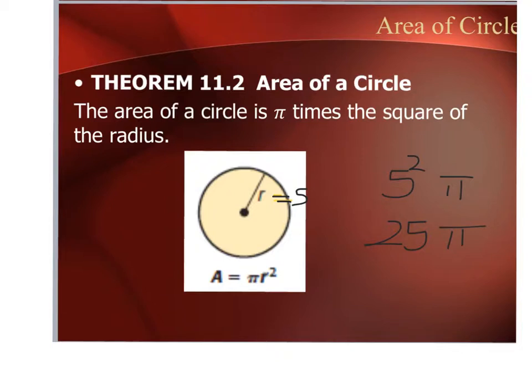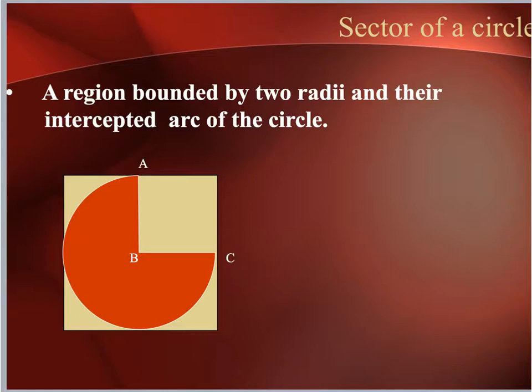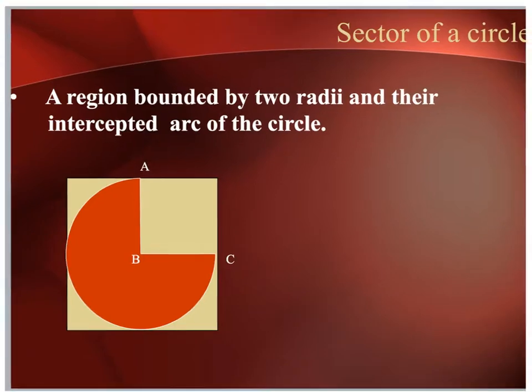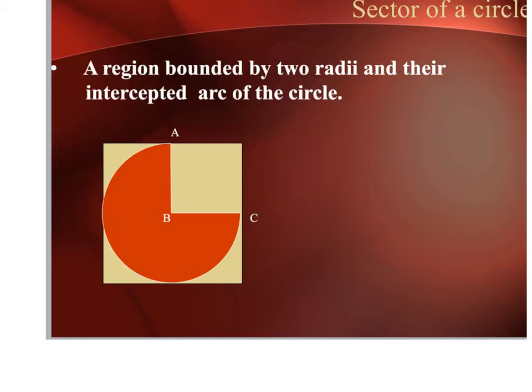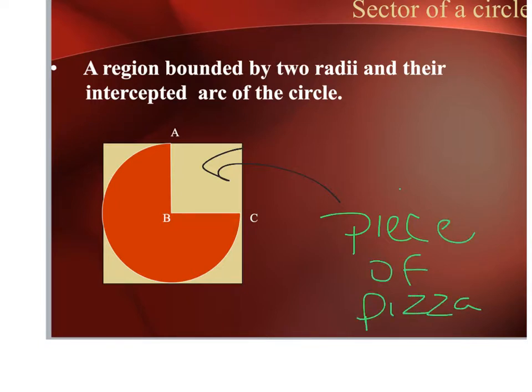Next. The region bounded by 2 radii and their intercepted arc of the circle is called the sector of a circle. So think of this as a piece of pizza. This is our piece of pizza, which is going to be the sector of the circle. Yesterday we talked about the crust. Today we're talking about the whole slice of pizza.